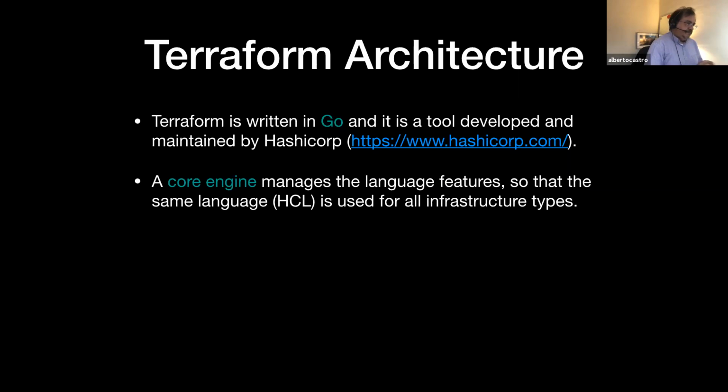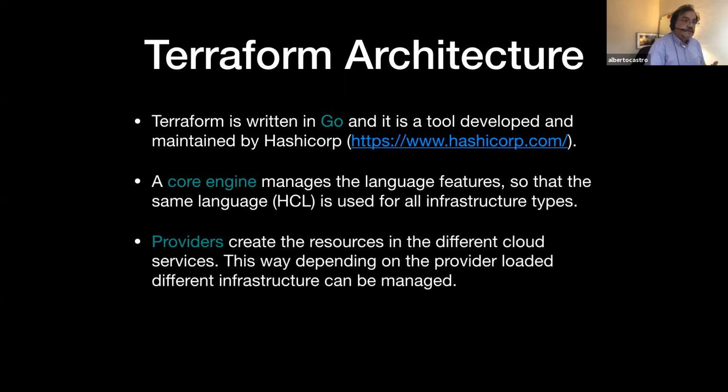Terraform is split into a core engine, which is the language itself, which is all this code that I wrote there, in a particular language called HCL. In fact, it's HCL2, and it's used for all infrastructure types. Now depending on the infrastructure type, you have different providers. So you have a provider for Google Cloud, you have a provider for Azure, you have a provider for Ali Cloud, you have a provider for Oracle Cloud, etc.